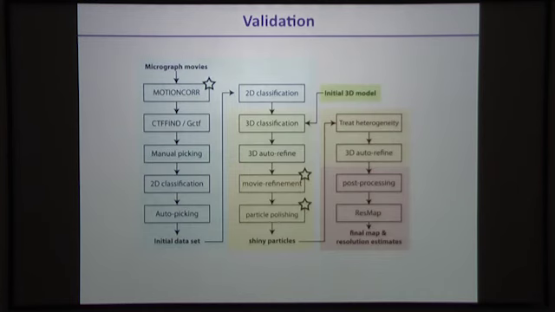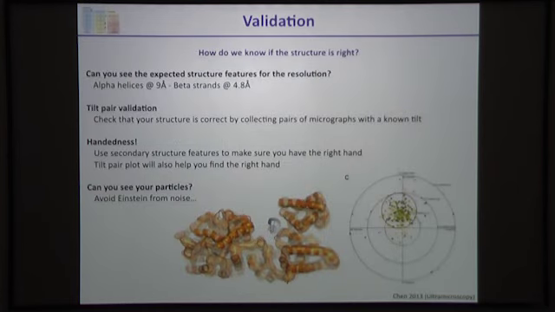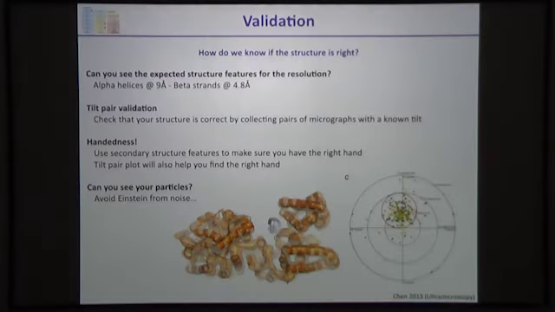And then last but not least, we should discuss how to validate: how do we know if the structure is right? So I think the main thing is common sense. If your reconstruction is around 9 angstroms, you should be able to see secondary structures such as alpha helices, and beta strands will already be visible at 4.8. So be aware that there can be many problems during your reconstruction process that can lead to an estimation of resolution that might not be right.